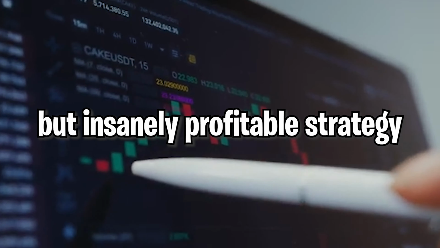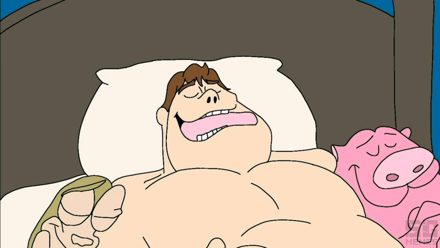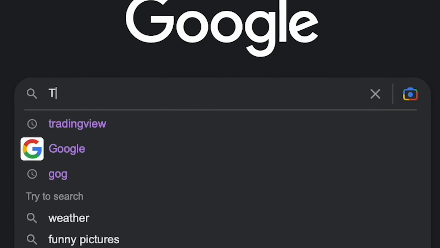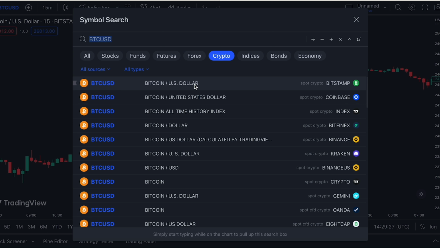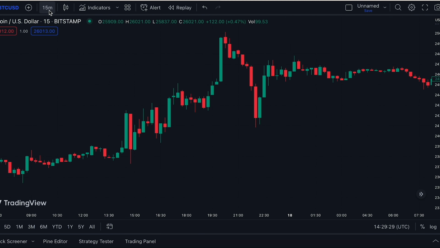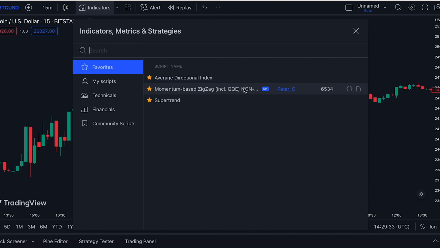but insanely profitable strategy. Let's move on to trading perspective now that we have finished with all of that. The technique can be used with stocks, cryptocurrencies, foreign exchange, gold, and even stocks, but for this demonstration, we will be trading on the price of Bitcoin. Let's add the indicators to the chart now.